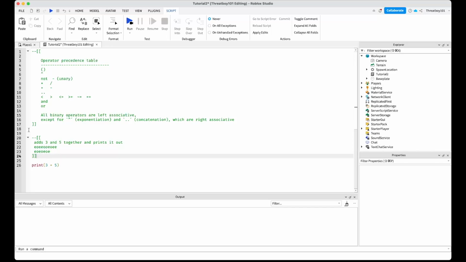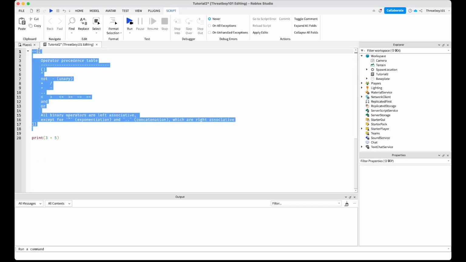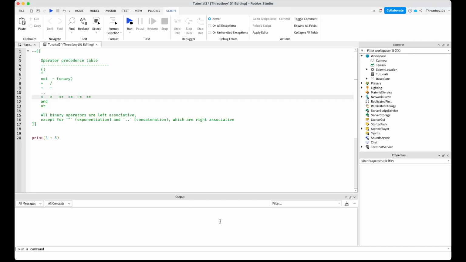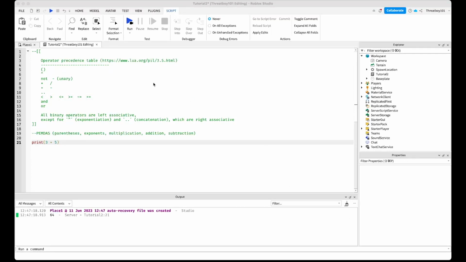Comments do not run, as I said before. They're just there for your own use. As you can see, I've already added a multi-line comment about the sort of stuff I'm going to be talking about in this tutorial. Before I start, I should say I pulled this table you see here from the Lua website, and it's not my own. But anyways, let's get right into it.